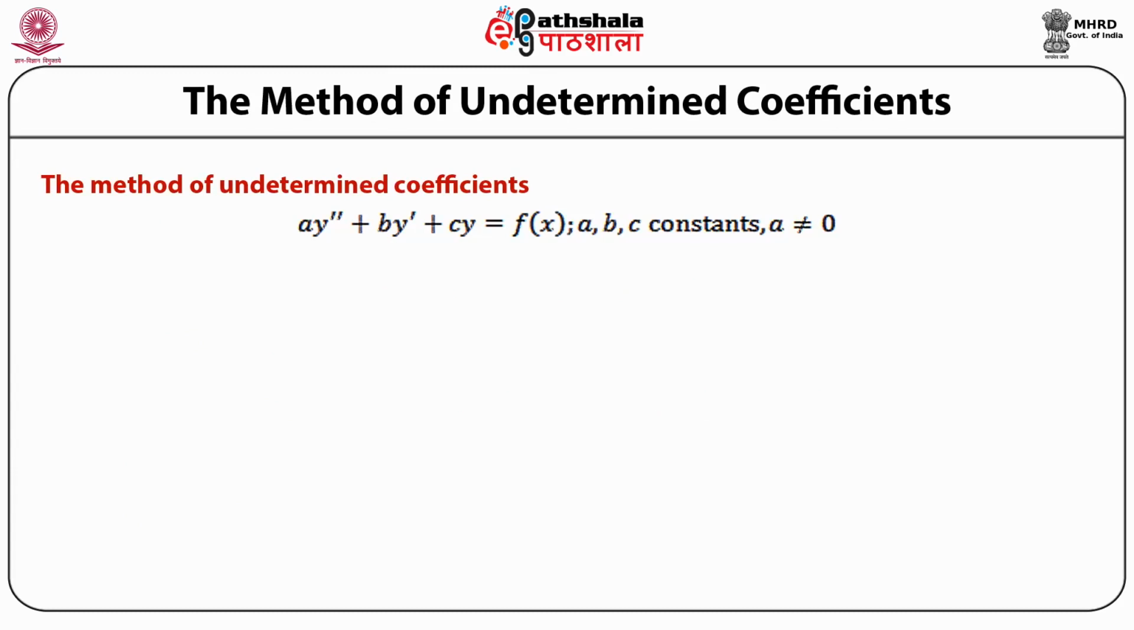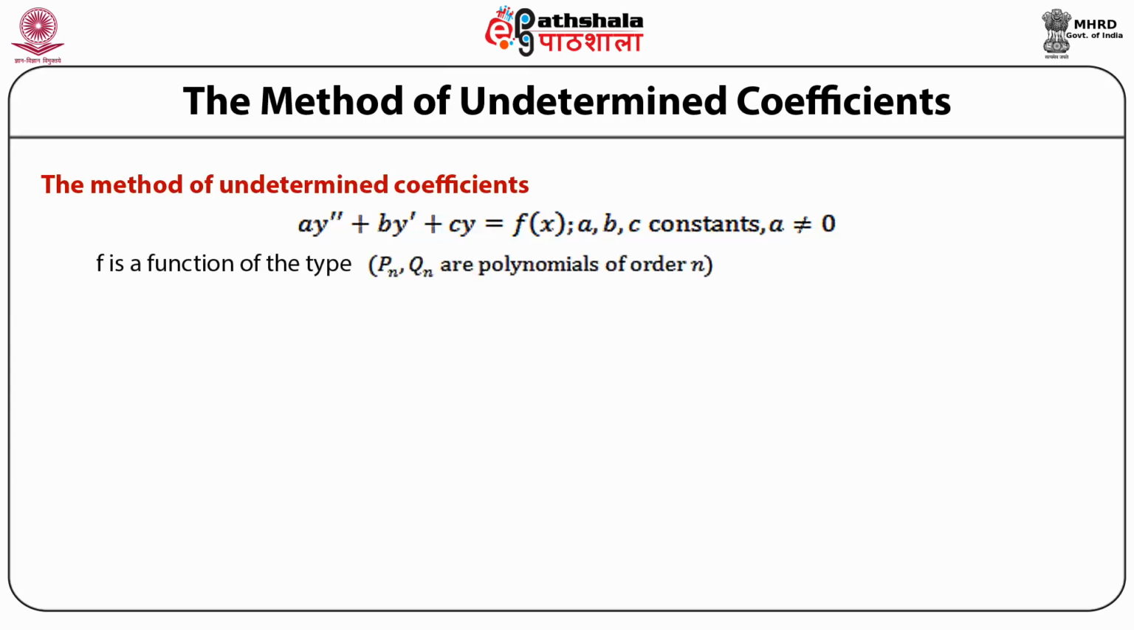In this method, we start with a trial solution containing certain parameters, put it into the given equation, and equate the two sides to obtain the values of those parameters. We consider equations of the form a times y double prime plus b times y prime plus cy is equal to f of x, where a, b, c are constants, a is not equal to 0.